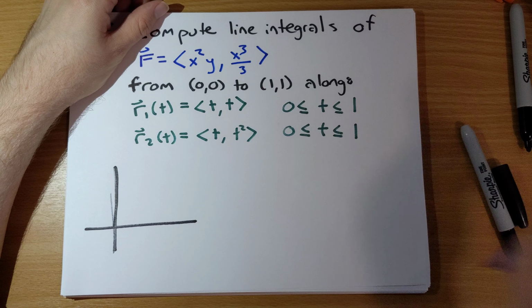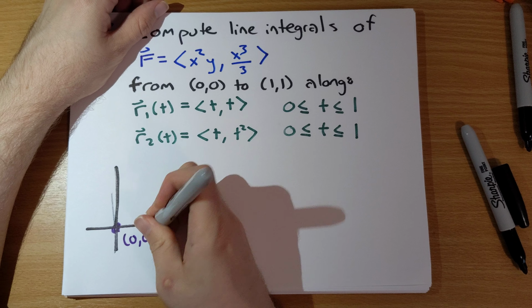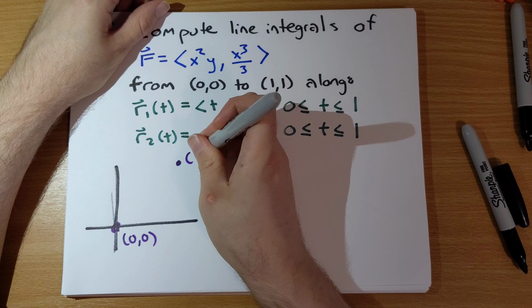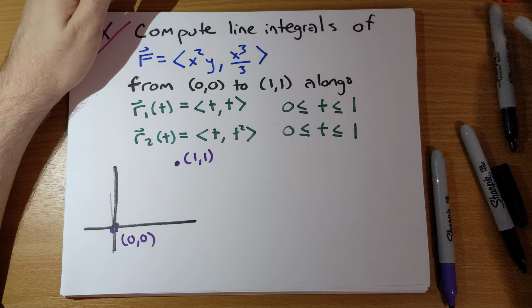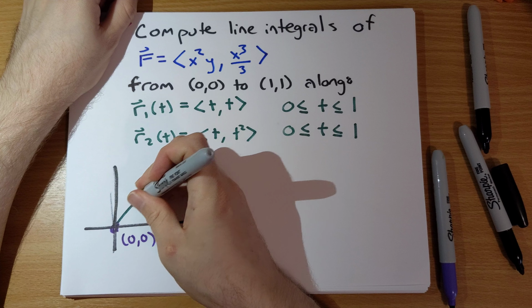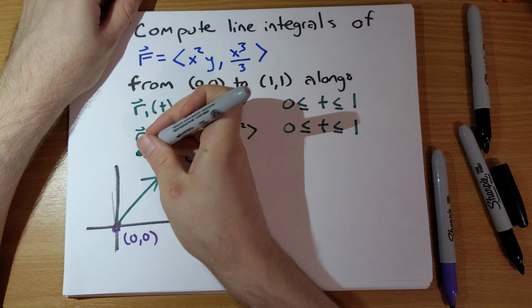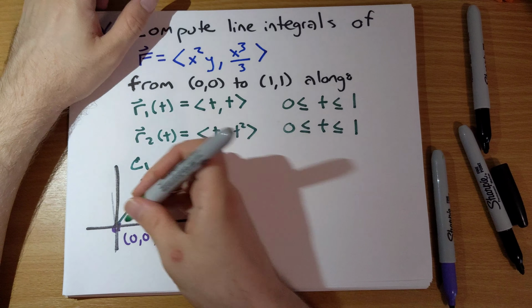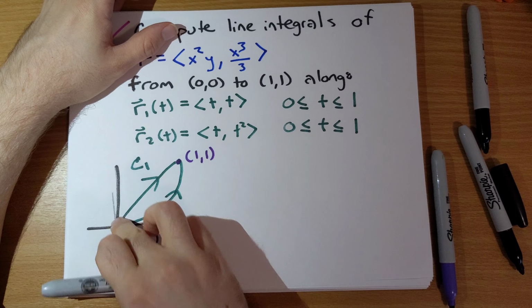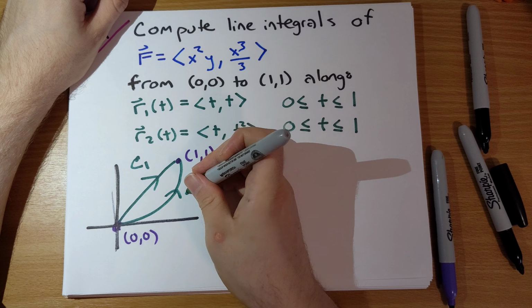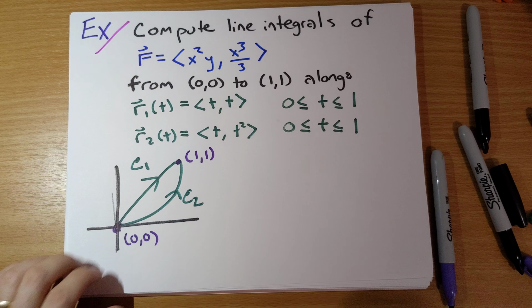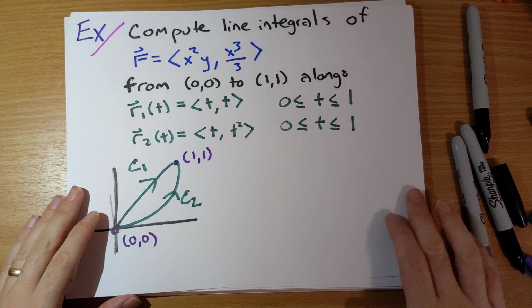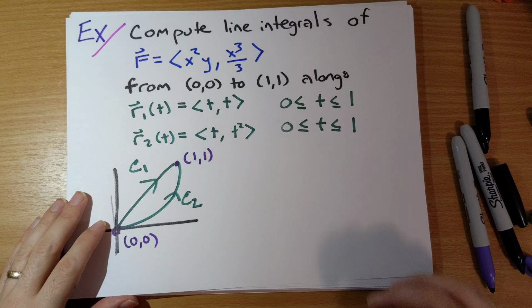Both of them are going to go from the point 0, 0 to the point 1, 1. But C1 of t, R1 of t, I guess I should say, is going in a straight line. And then C2 of t is following the parabola y is equal to x squared from 0, 0 to 1, 1. So two different problems for us to do. Let's just jump right in. We already have our parametrization here. This is good.